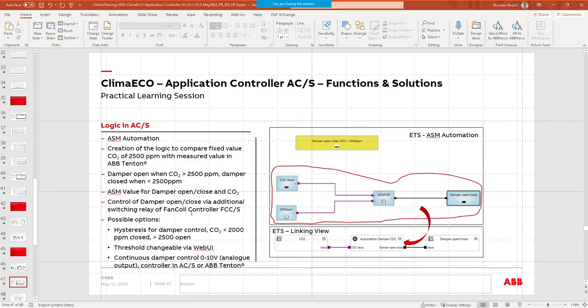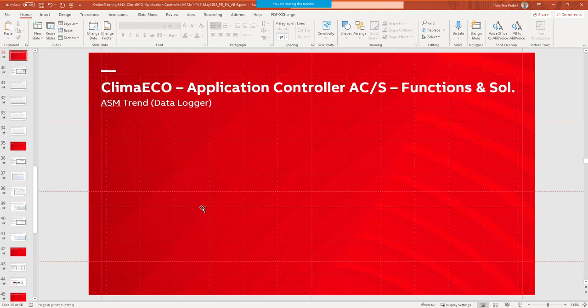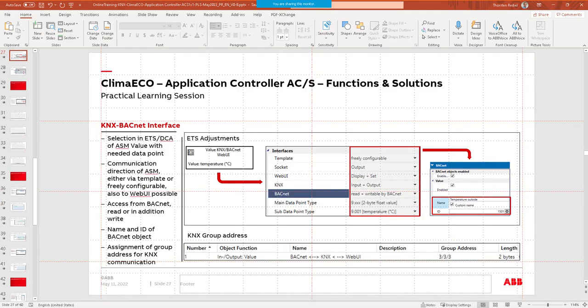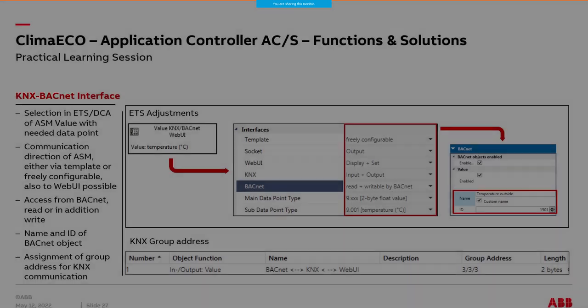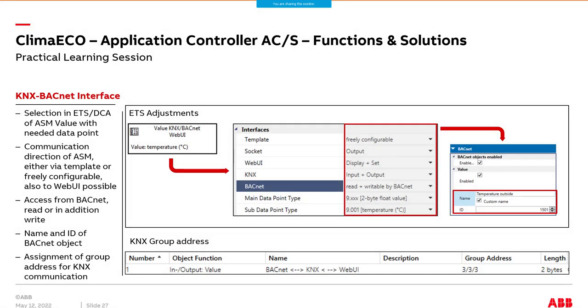So I have to go to 27. Remember what we discussed on Tuesday: how to create a KNX BACnet interface, which is part of this application controller. We take a value ASM with a data point we would like to have available also in BACnet. We adjust it, parameterize it. I come to this directly in the ETS, and we enable it here with a BACnet name and a BACnet ID number.